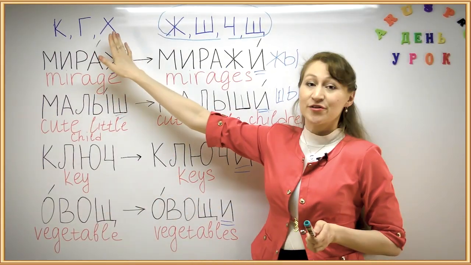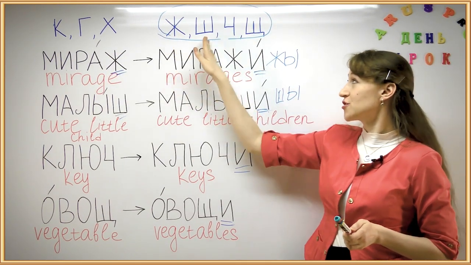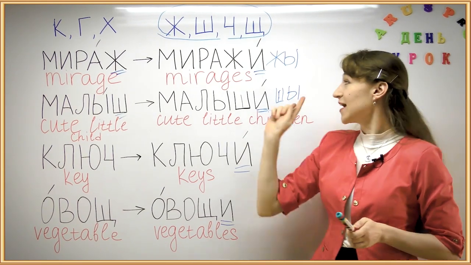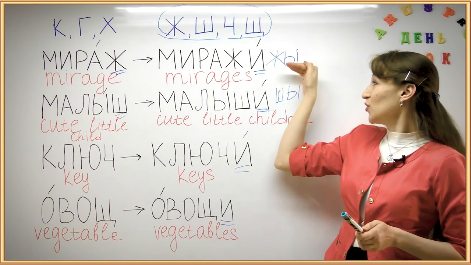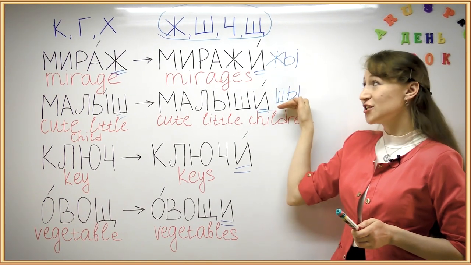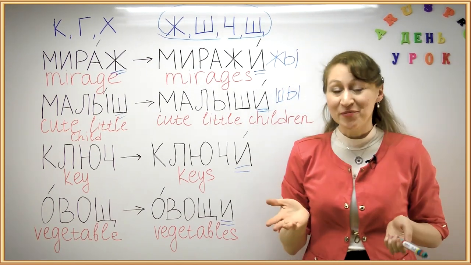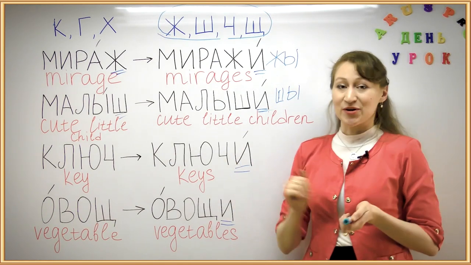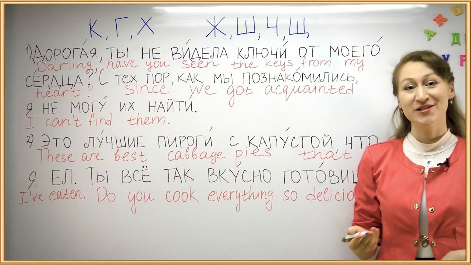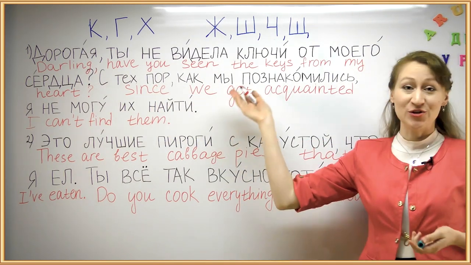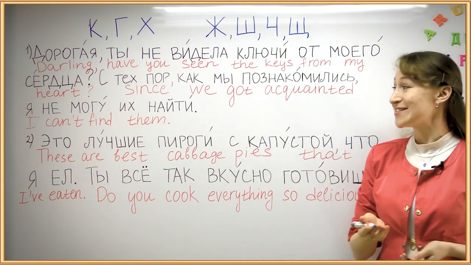Just memorize three gutturals, k, g, and kh, and four hushers, zh, sh, ch, and shch. Never ever write ы after them, and only say ы in zh and sh. Okay? Now let's look at some example phrases with these nouns. The first phrase here is a nice casual way to let her know you love her. You can also use it as an SMS or send it through your favorite messenger to her.